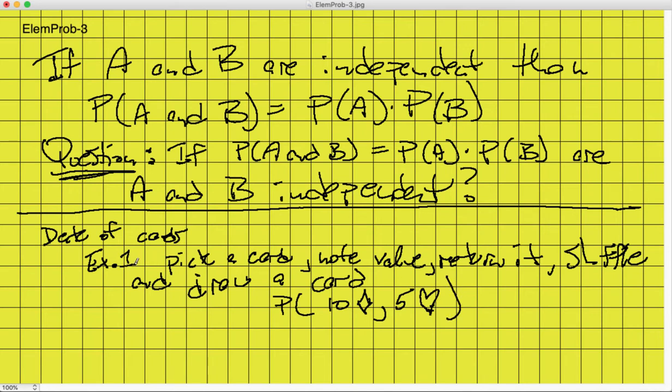And again, the thing to note here is that I picked a card, noted it, returned it to the deck, shuffled, and then drew a card again. These are, in fact, independent events. So this would be equal to 1 over 52 times 1 over 52. Now I want to consider a second example.